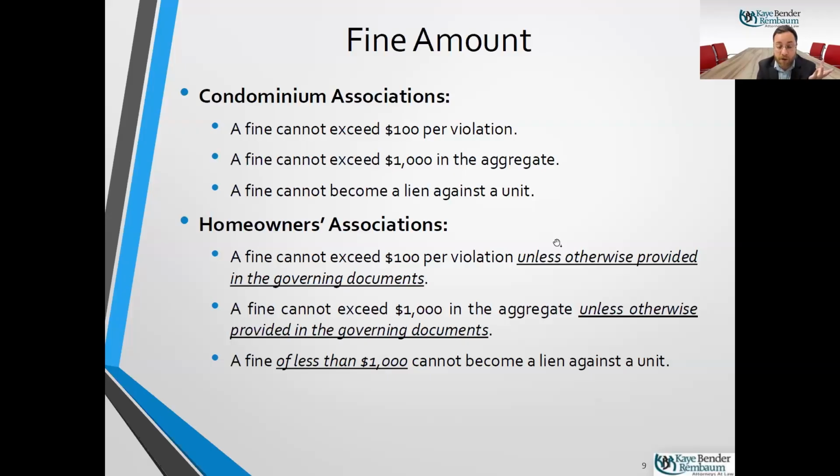Again, condos are capped at $100 per day, $1,000 in the aggregate, cannot become a lien. HOAs, if the documents provide otherwise, you can increase those amounts. And if it's more than $1,000, it can be a lien on the property.